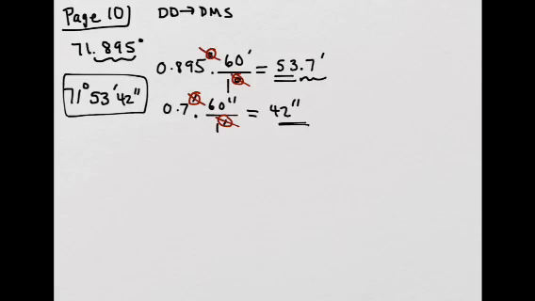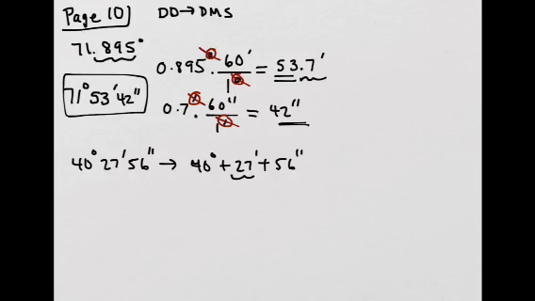Okay. Now, for the other example, you start off with 40 degrees, 27 minutes, 56 seconds, and now you want to convert it from that to decimal degrees. Now, think of this as 40 degrees plus 27 minutes plus 56 seconds. So we want to see 27 minutes is what part of a degree, and 56 seconds is what part of a degree, and then we're going to add them together.